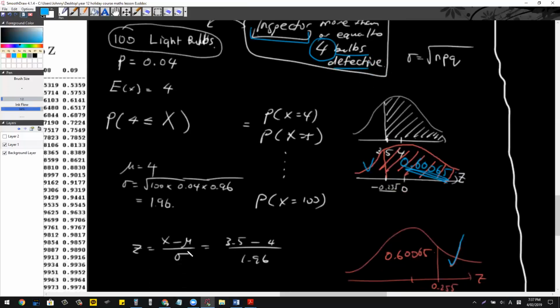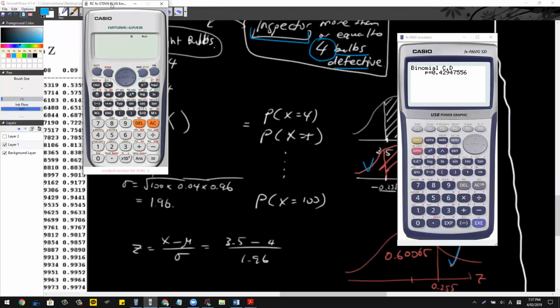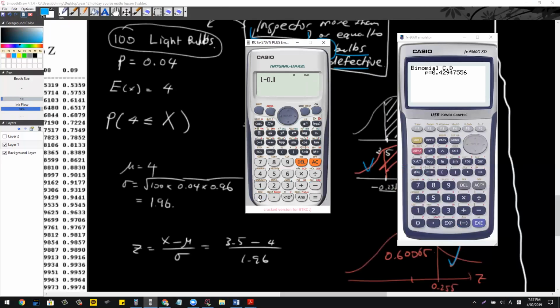Let's do this using the calculator. Without the normal approximation, I'm going to do the binomial. Okay, binomial CD variable. So I'm going to go for 3, so up to 3. Because it's CD, I'm including 0, 1, 2, and 3. Number of trials is 100. Probability 0.04. If I do that, that's equal to that. So if I subtract that from 1, so 1 minus that. Why do I do that? So you see that's equal to 0.57.